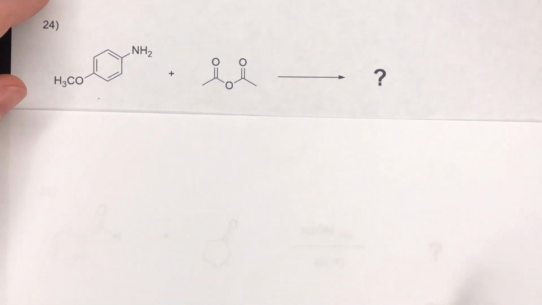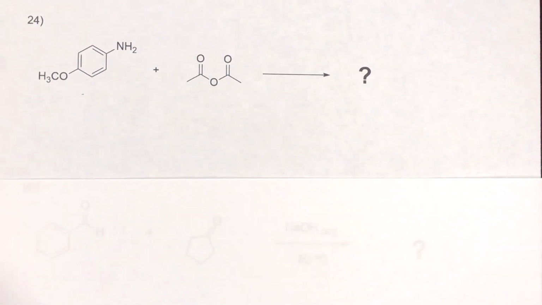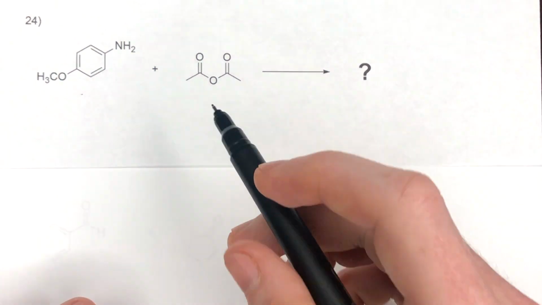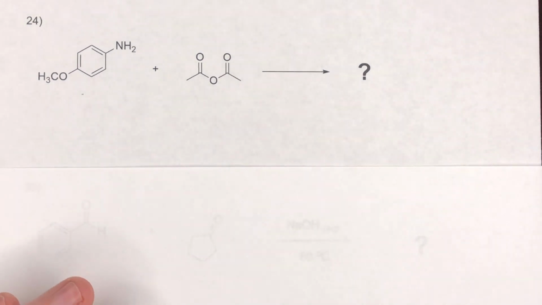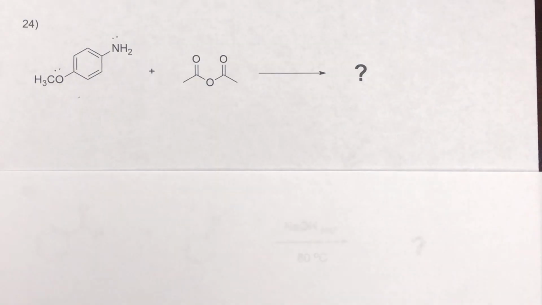Okay, let's move to 24. So 24, we have another carboxylic acid derivative in the anhydride here. So we're looking for a nucleophile. So we have this oxygen and nitrogen. So in general, nitrogens are better nucleophiles than oxygen, which is a true statement. So you could use that alone to say that the nitrogen is going to be the nucleophile.